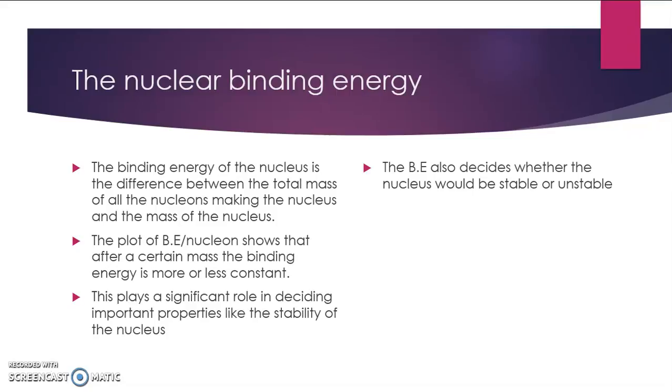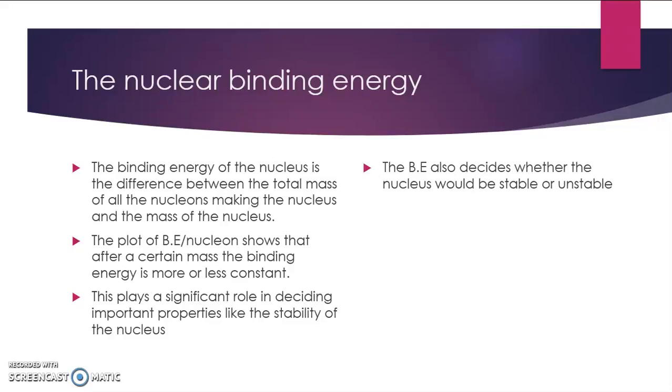So there must be something called the binding energy, which is binding all the nucleons within the nucleus. This binding energy of the nucleus is the difference between the total mass of all the nucleons making the nucleus and the mass of the bare nucleus. If we plot the binding energy per nucleon, then we see that after a certain mass, the binding energy is more or less constant.